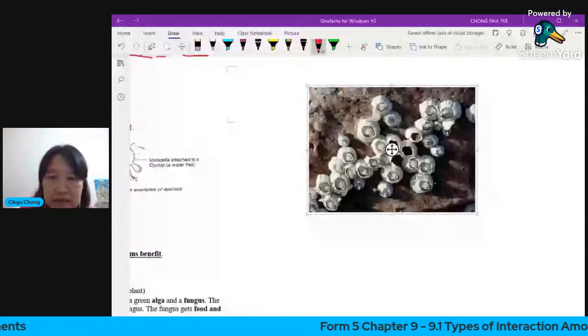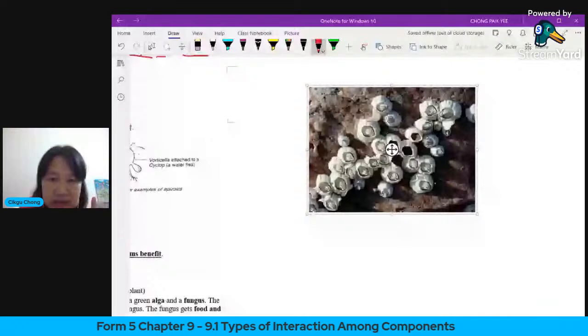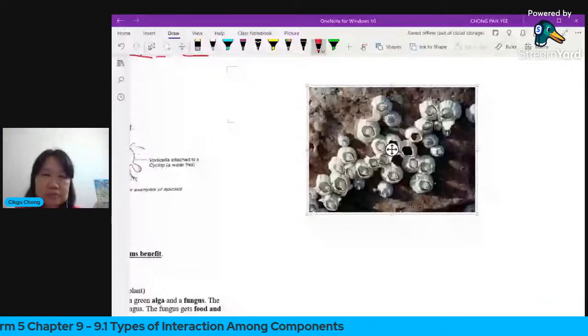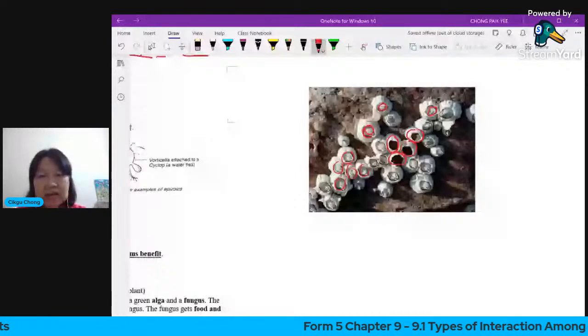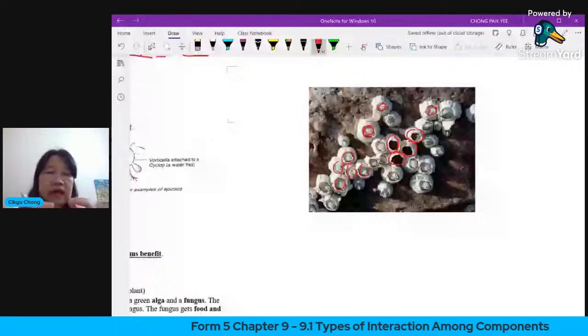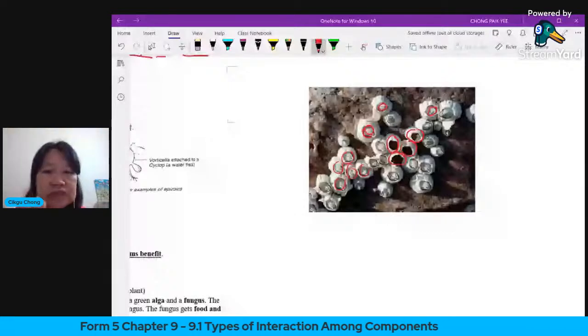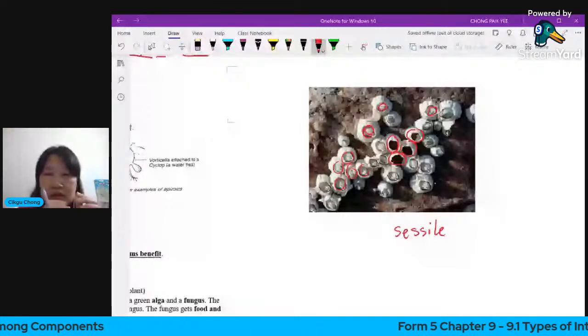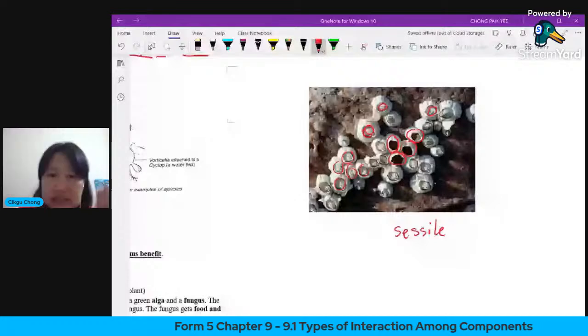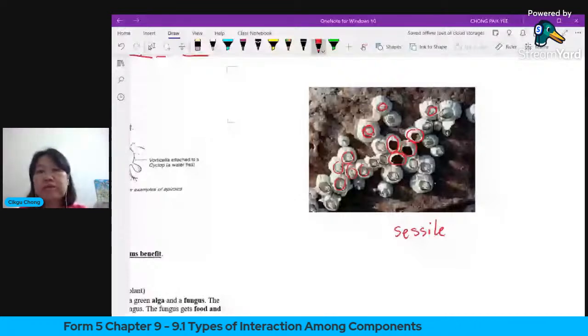So this one has these animals there, right? They are called barnacles. Barnacles are what we call sessile animals. Sessile means they do not move. They get stuck there, right? When they are still babies, they are spawned by the parent. They release their babies into the water. And then they drift and drift until they attach themselves onto the rock. And once they get attached to the rock, there they stay forever until the day they die.